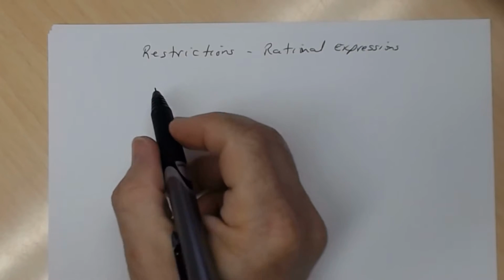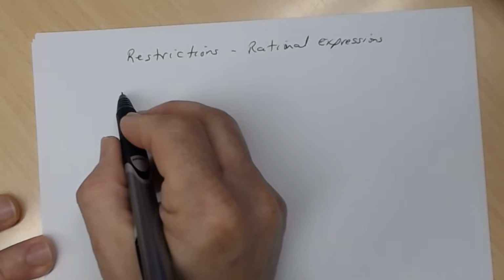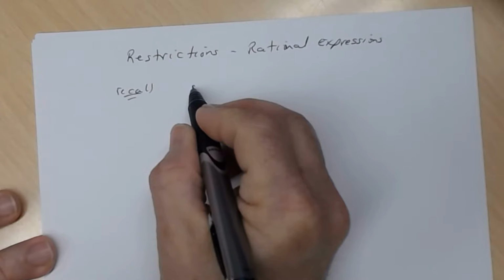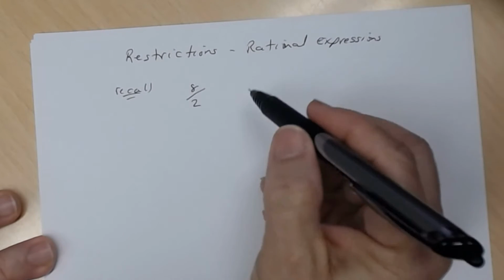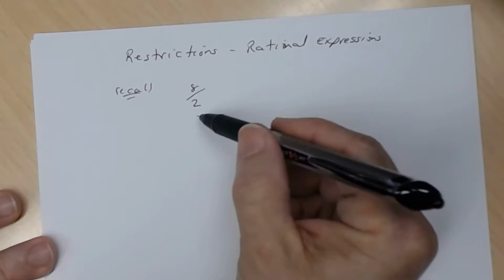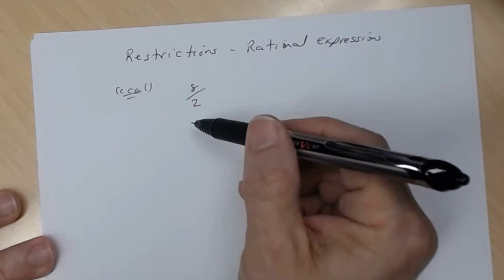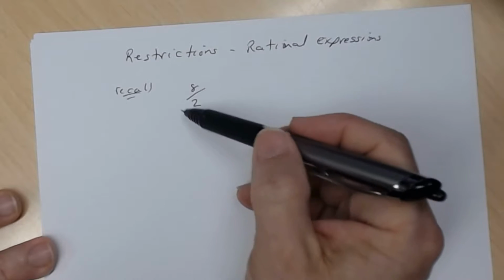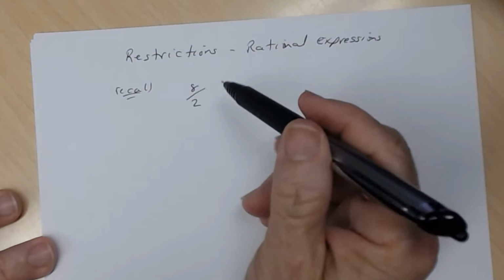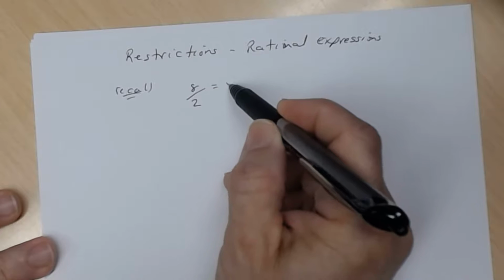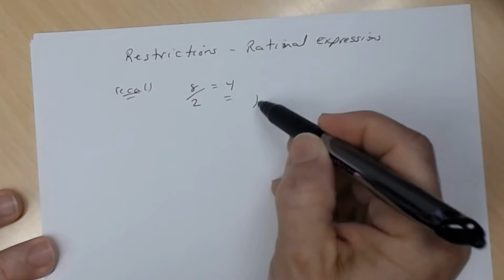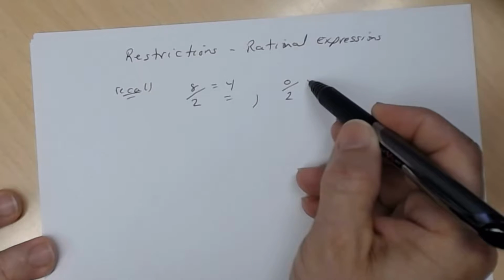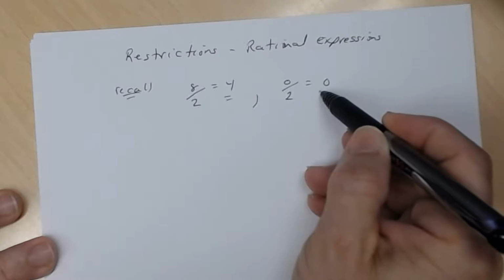So let's talk about what we mean by undefined. If you recall, if we have, let's say, 8 divided by 2, we have this rational number. We can still consider this an expression. It's a numerical expression, but it's not a variable expression because there aren't any variables there. It is a rational number, and 8 divided by 2 we know is 4. All right. Now what if you had 0 divided by, let's say, 2 instead? Remember, 0 divided by 2 is 0.